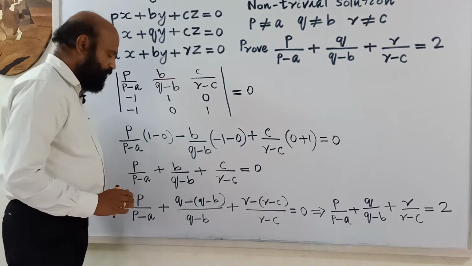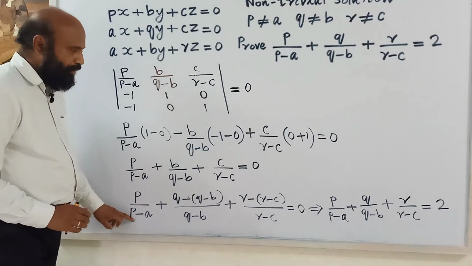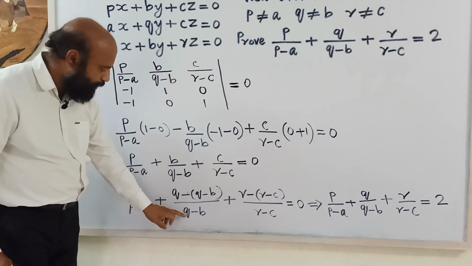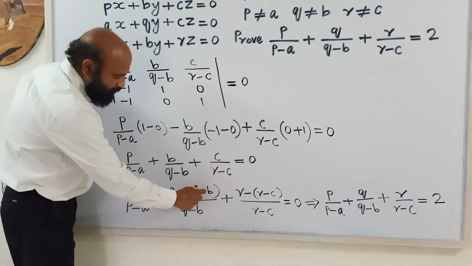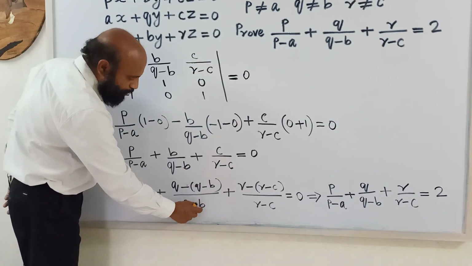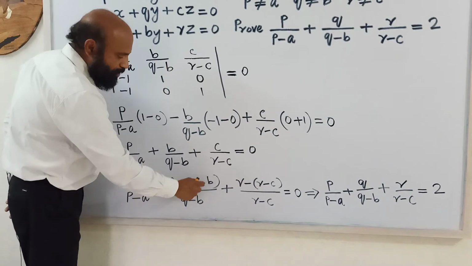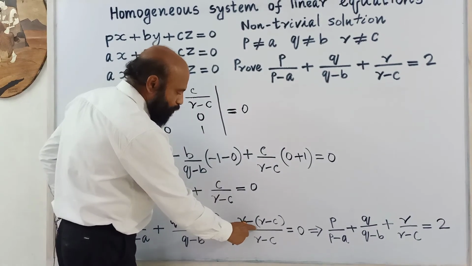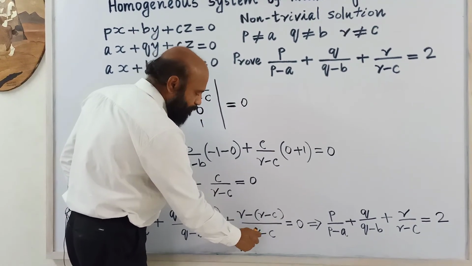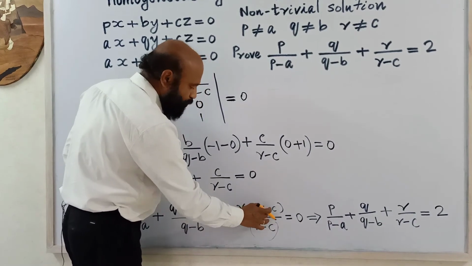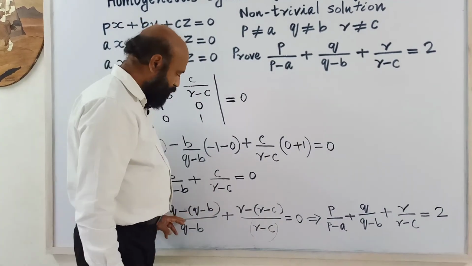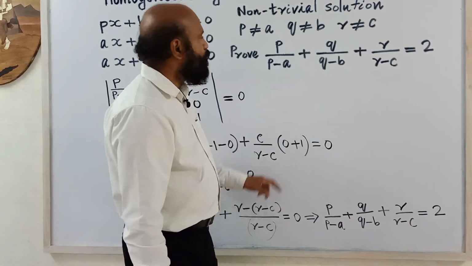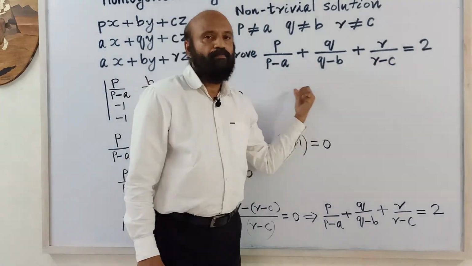Is equal to 0. Now first term P divided by P minus A plus Q divided by Q minus B, but this Q minus B, numerator and denominator same, so it is 1, so that minus 1 you take to the other side. Similarly from here also R minus C divided by R minus C, that is minus 1, that you take to the other side. So this minus 1 and this minus 1 taken to that side, it will become plus 2. So this relation is proved.